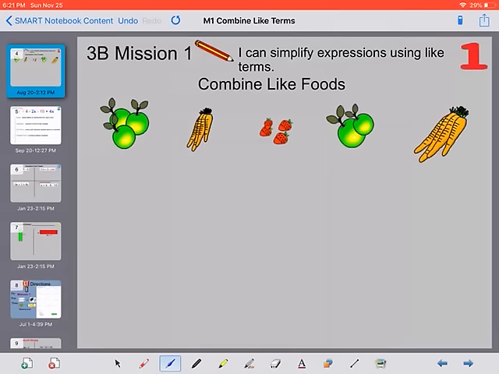Hello, today we are starting Unit 3B with Mission 1. Our learning target is I can simplify expressions using like terms. So we're going to start by combining like foods. So I'm going to start on the left side here.